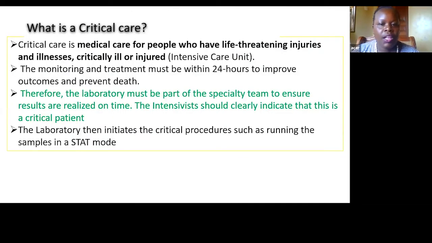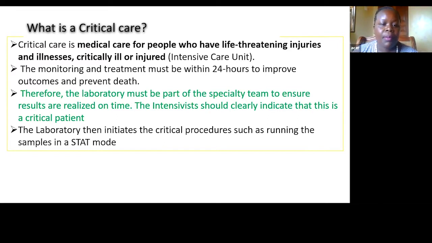In this case, we are looking at turnaround time in regards to critical care. But for you to be able to define the turnaround time, we must be aware of what critical care is. Critical care is for people who have life-threatening illnesses, and if not taken care of urgently, it can cause challenges to the care being given to the patients. So when you are taking care of critically ill patients, understand that this is life-threatening and can lead to death or complications.